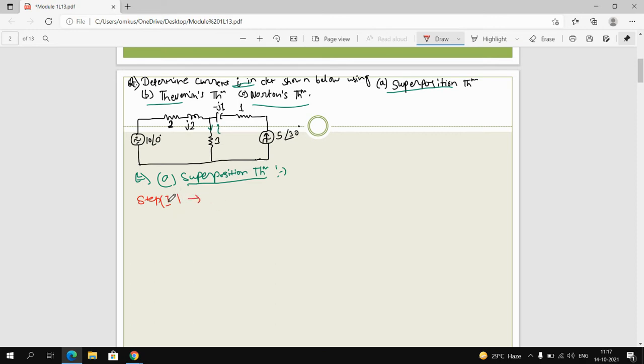I activate only this voltage source, or you can say deactivate the current source. What happens when we deactivate the current source? This current source is removed from this branch. So a current source acts as an open circuit. So this branch is open circuit. So what is the circuit?